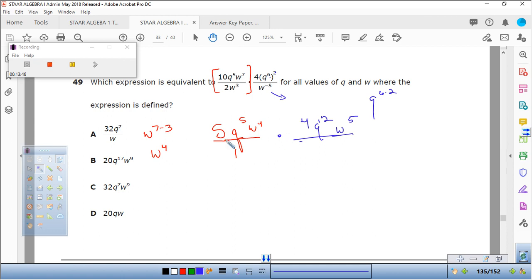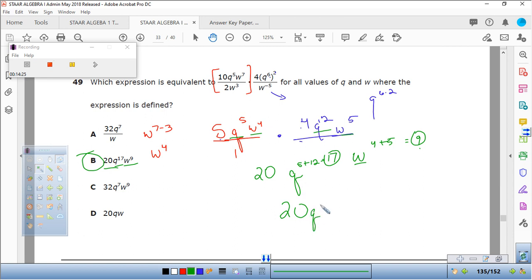Now, you multiply them together. Multiply 5 times 4, 20. Q and Q, you actually add those up, so you're going to have Q to the 5 plus 12, which is 17. Q to the 17. And then over here the W and that W. You're going to have W to the 4th plus the 5th from the other one, which gives you the 9th. And there's your answer. 20, Q 17, W 9.